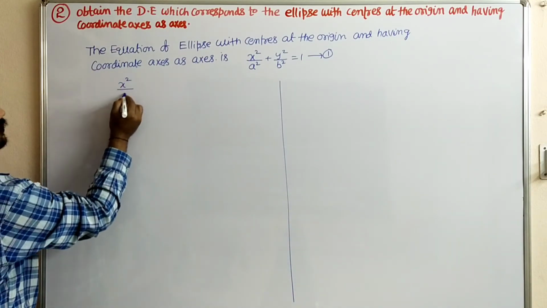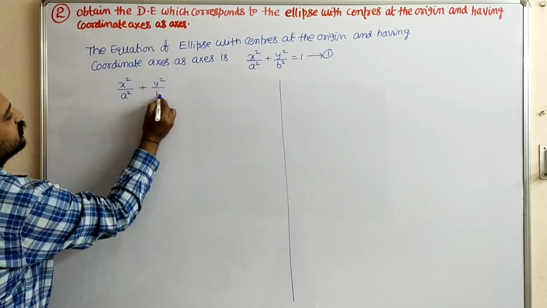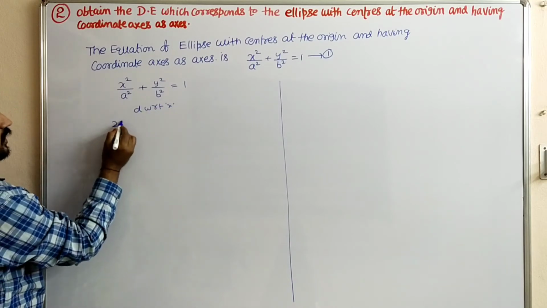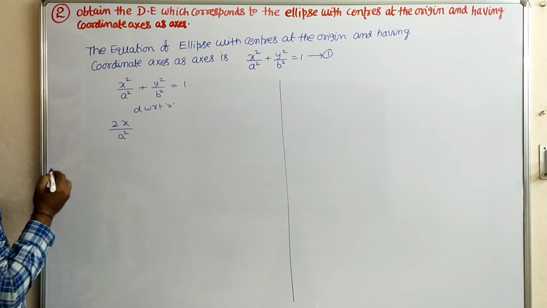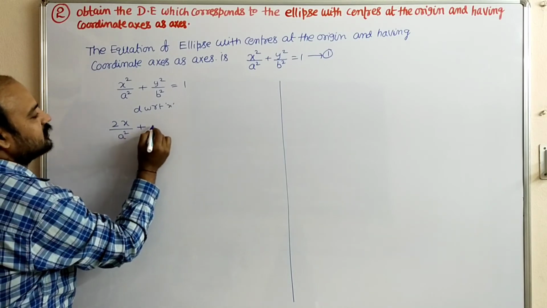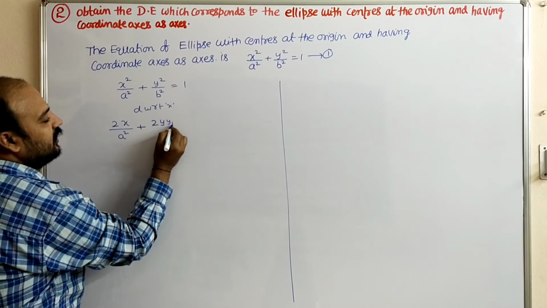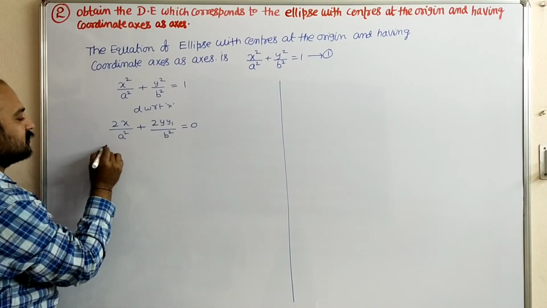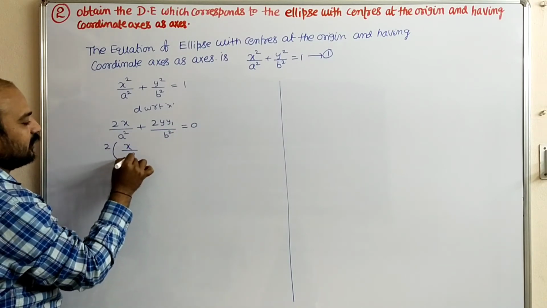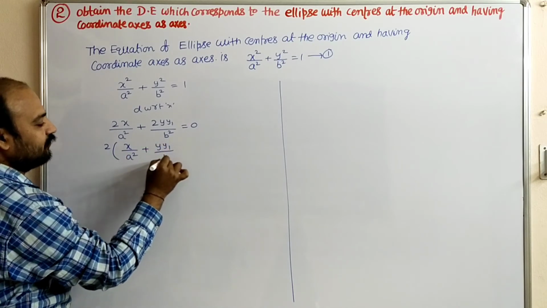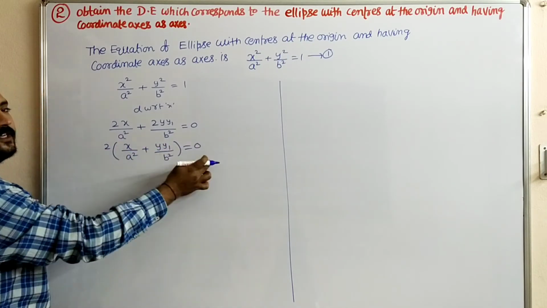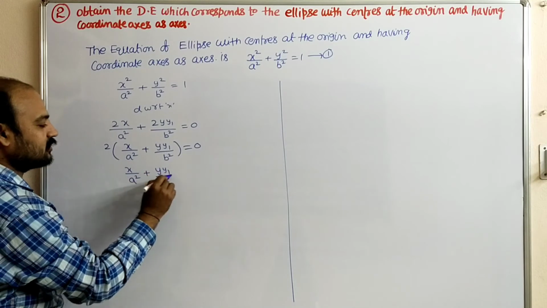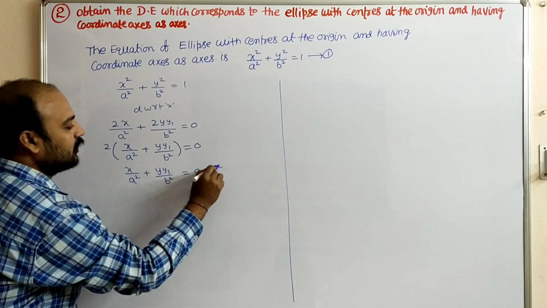x square by a square plus y square by b square equal to 1. Differentiate with respect to x. The derivative of x square is 2x divided by a square, 1 by a square being constant, plus the derivative of y square, which is 2y into y1, divided by b square, equal to 0. Taking 2 common, it becomes 2 into x by a square plus y1 by b square equal to 0. We can take the 2 to the other side, 0 by anything is 0. So x by a square plus y1 by b square is equal to 0. Put as equation number 2.